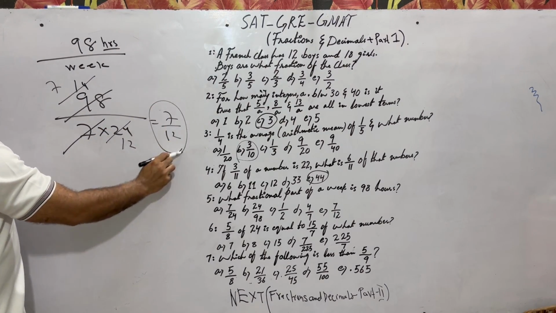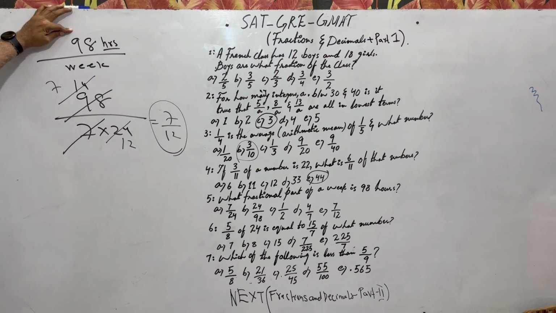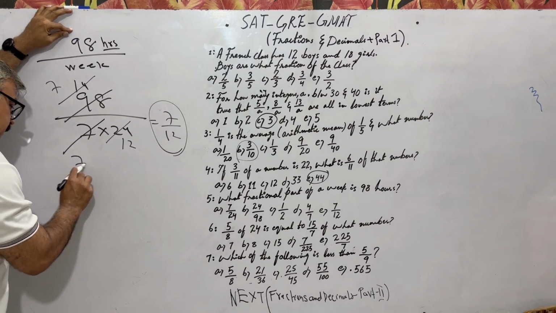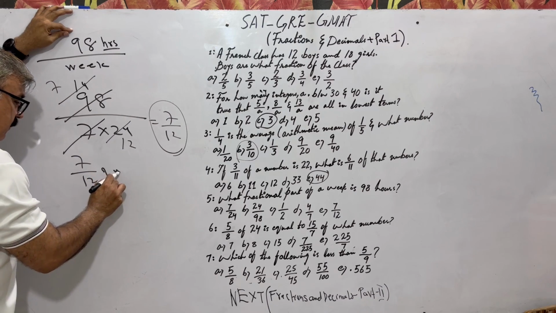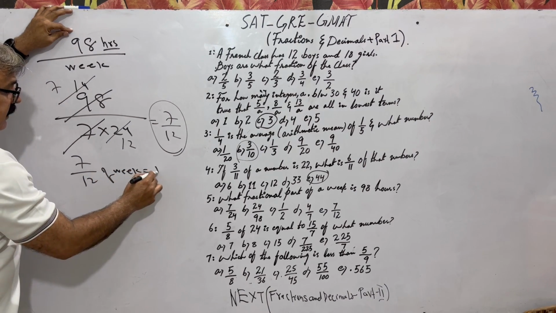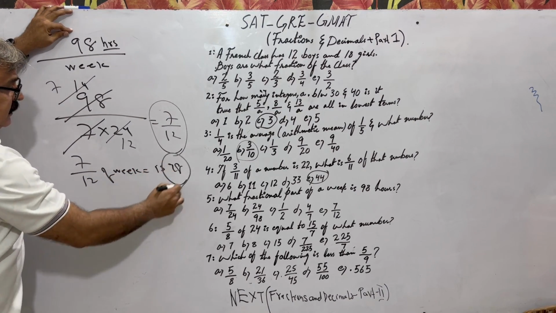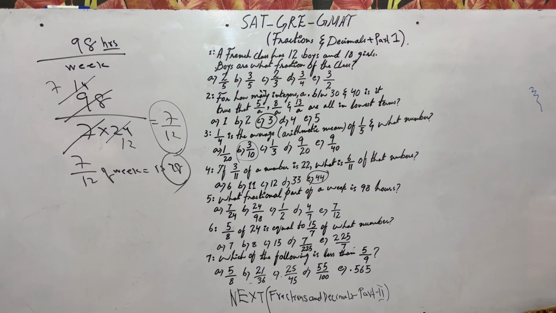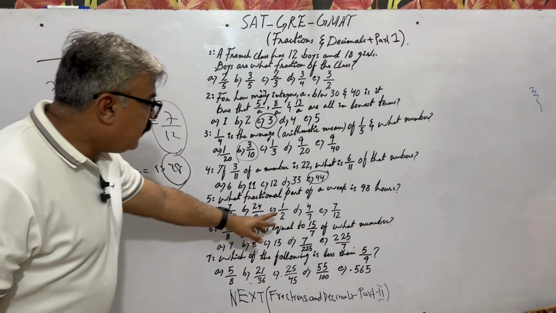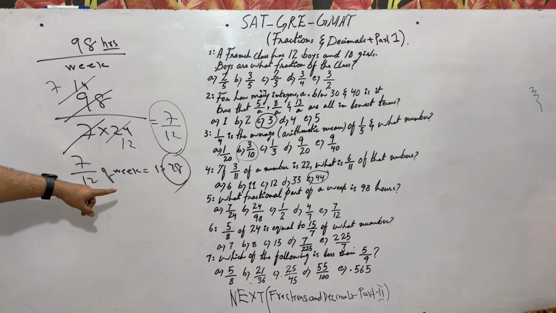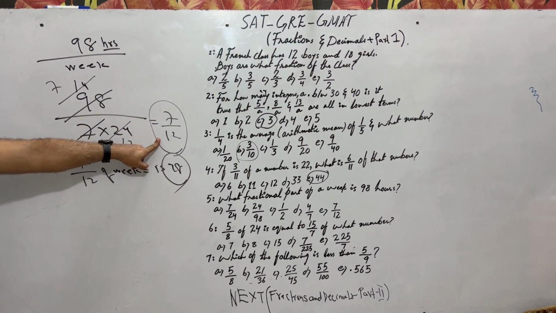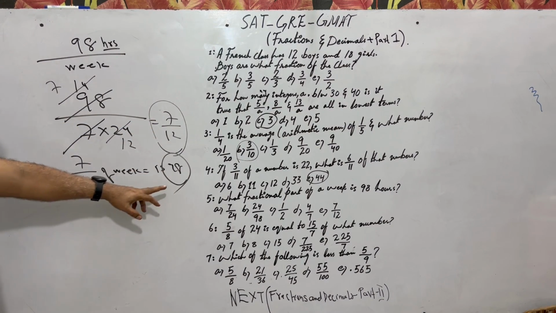7 upon 12 of the week is 98 hours. Means what fractional part of a week is 98 hours? 7 upon 12 of a week is going to be 98 hours.